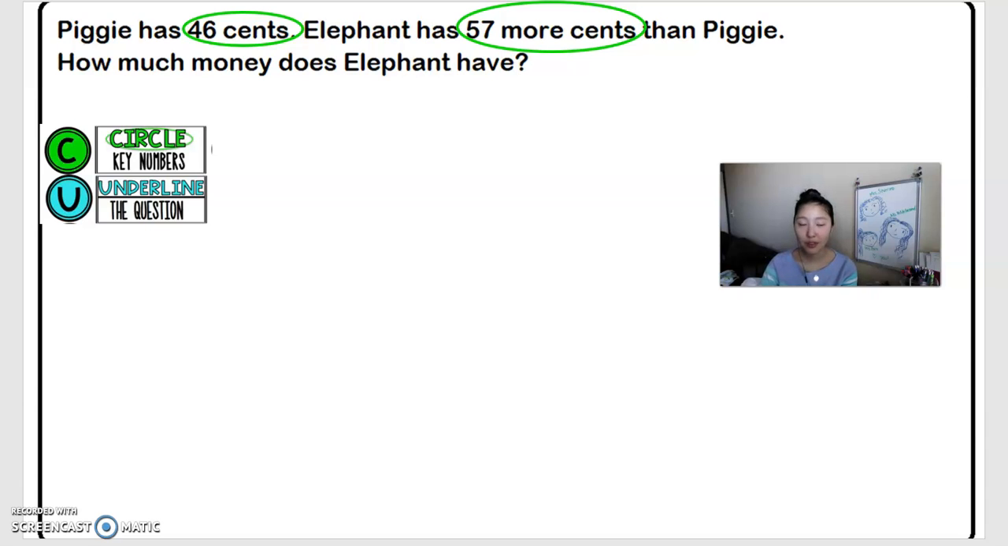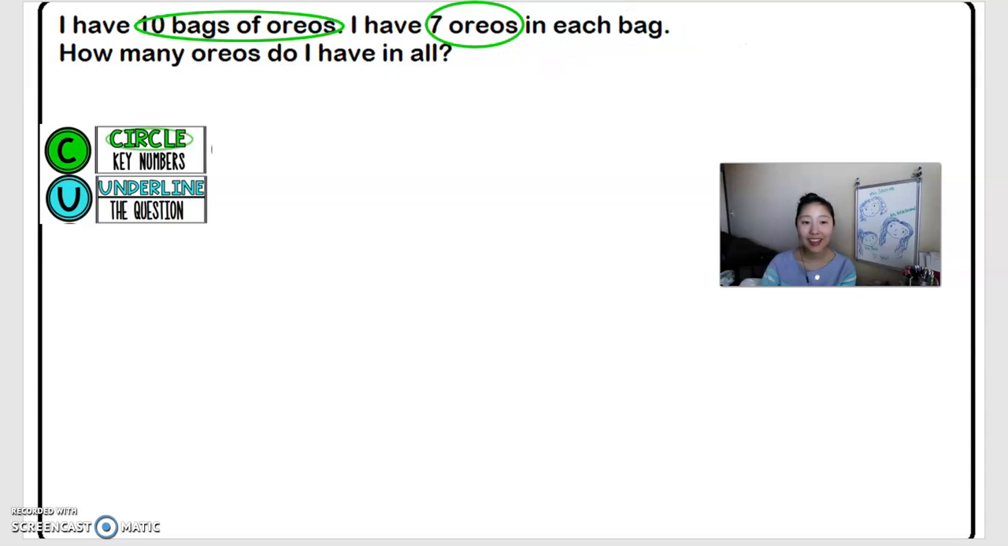Pause right now, point to the question, and unpause. Did you get how much money does Elephant have? Because that is definitely the question. Alright, I have 10 bags of Oreos. I have 7 Oreos in each bag. How many Oreos do I have in all?